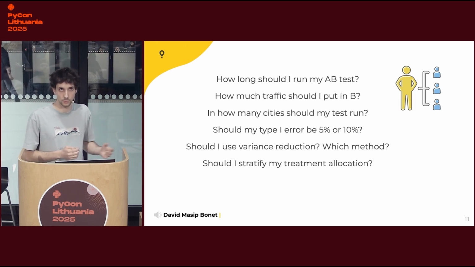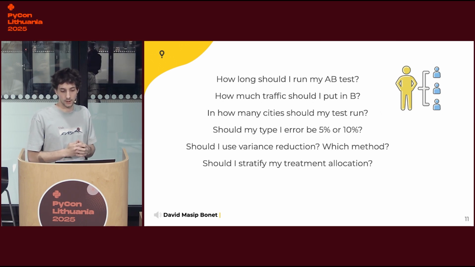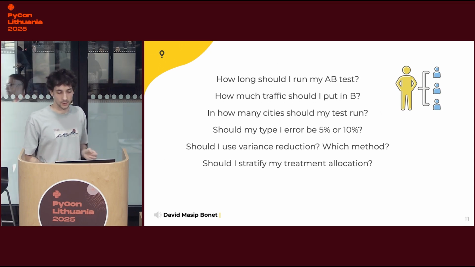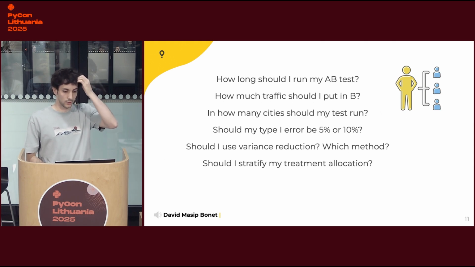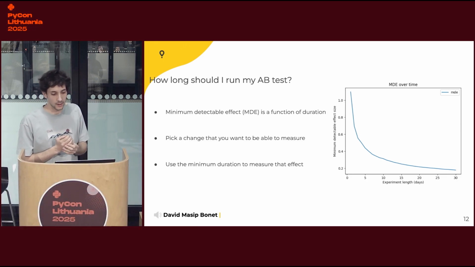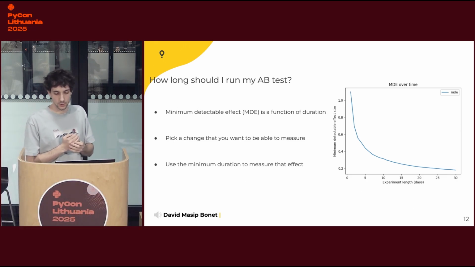How much traffic should I put to B? People tend to do 50-50, but if it's a risky feature, you might want to do less. In how many geographies should my test run? Which should my type 1 error be? And then more advanced topics like, should I use variance reduction, or should I stratify my treatment allocation, which is out of the scope of this talk. But in general, people have all these questions before running the test, and typically the way to answer some of these questions is via this minimum detectable effect.